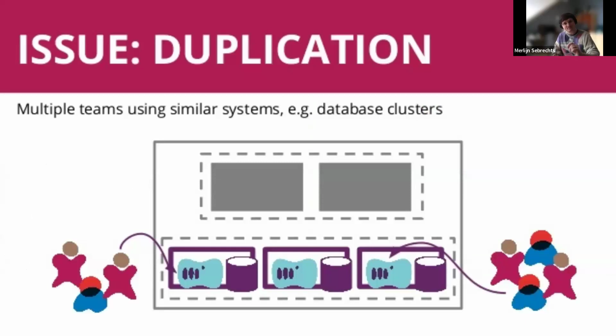Another issue we often see is the issue of duplication. Once an organization starts to mature in its infrastructure as code journey, we see that multiple teams often use similar systems. For example, let's say your team creates a microservice architecture, which often means that multiple teams will need copies of the exact same database. Then the question is, how do you actually share infrastructure code between these different teams? Because they often need the exact same database clusters, but they are owners of their own infrastructure as code.